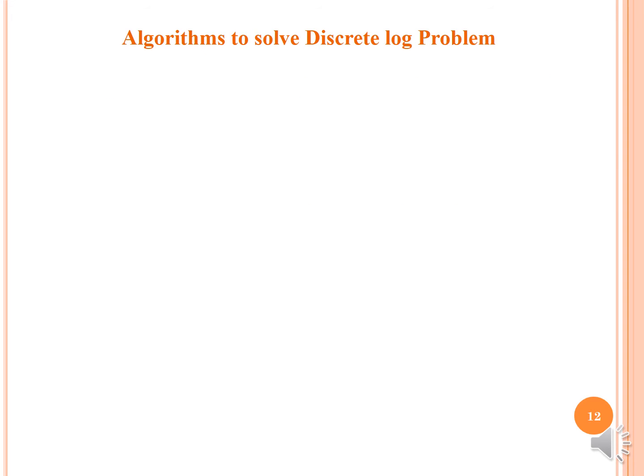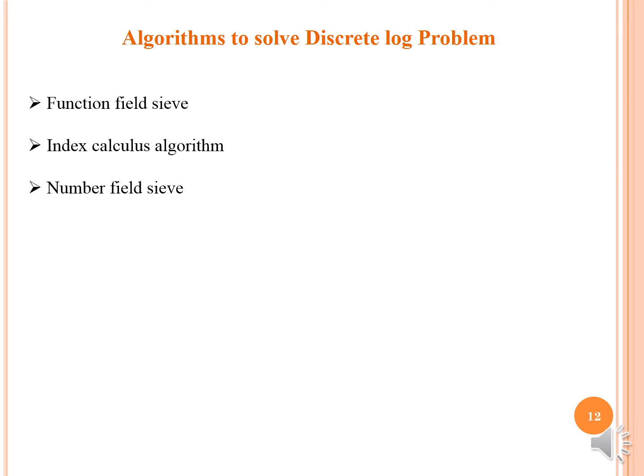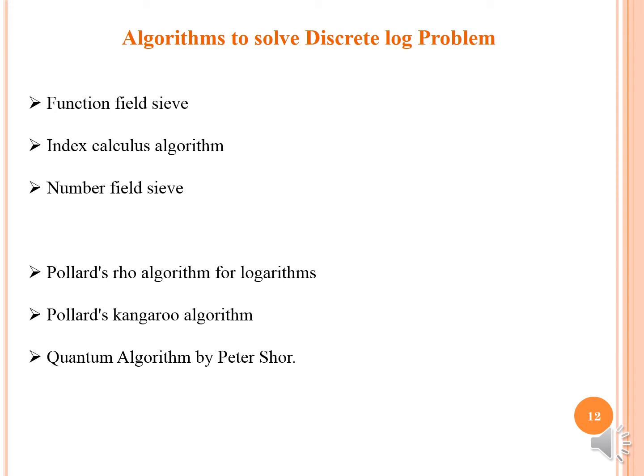So there are certain algorithms given to solve the discrete log value: the function field sieve, index calculus, number field sieve, Pollard algorithm, Pollard-Kangaroo algorithm, and the quantum algorithm by Peter Shor. Today we are going to discuss the Pohlig-Hellman algorithm. For all these algorithms, the complexity is very high. Please remember that for any cryptography algorithm, it is not easy to generate an attack in polynomial time. There will always be exponential time, and the number of attempts depends on the key size.